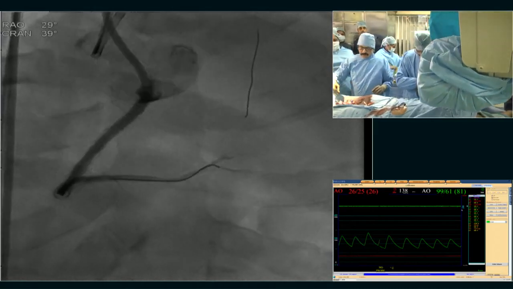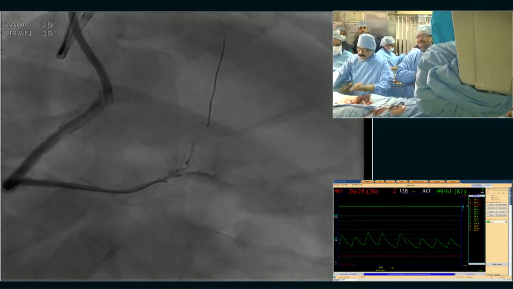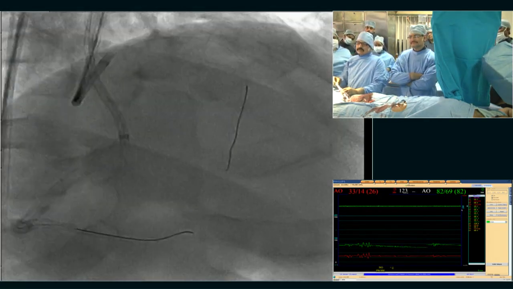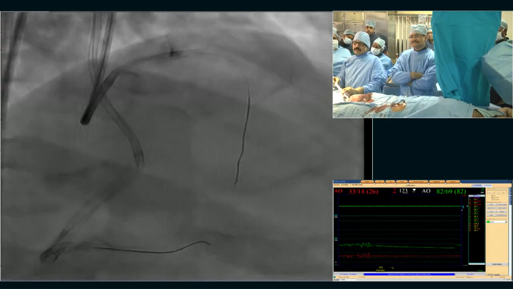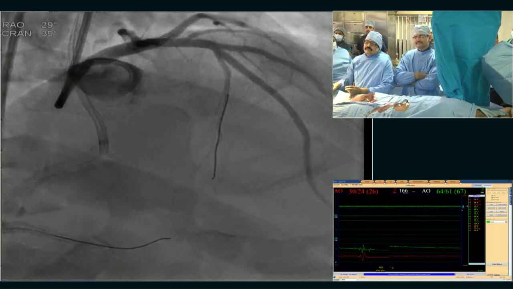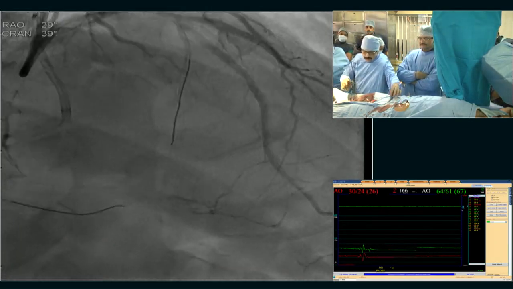So I'm coming out from the left system. I will give an injection on the left, and if you are happy with the collateral, no collateral damage as a protocol, retrograde injection. So I check the retrograde collaterals and take out the systems there. So absolutely no damage to the collateral, and the left main is clean and systems are okay.